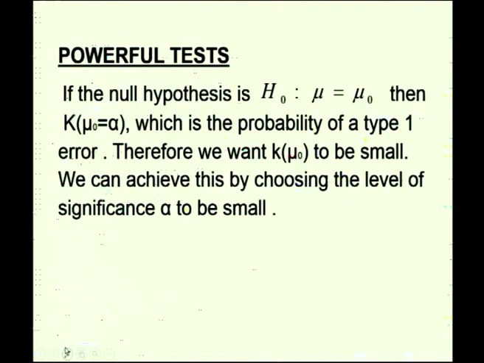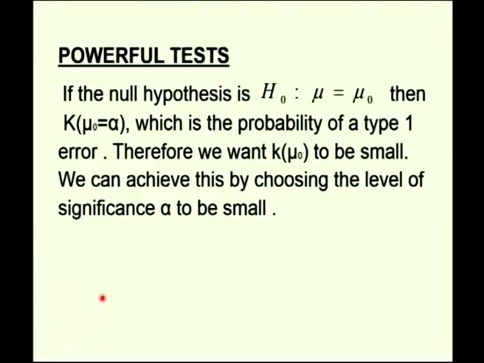In continuance with the power of the test, this test will be called a powerful test. The test will be called a powerful test in the sense that if the null hypothesis H naught is such that mu is equal to mu naught, then K of mu naught is equal to alpha, which is the probability of type 1 error. Therefore, we want K of mu naught to be small. We can achieve this by choosing the level of significance to be small. Then the test is called a powerful test.